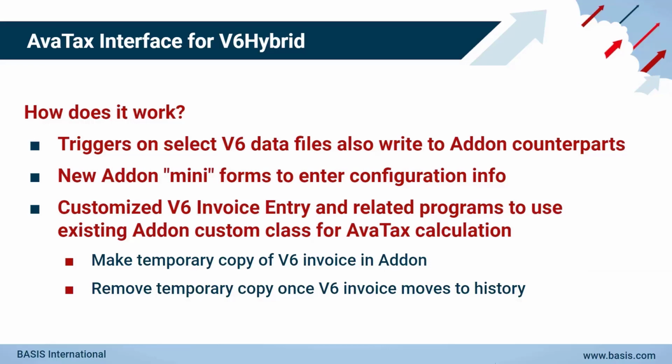Finally, we've customized several V6 invoice entry programs. The basic idea here is that as an invoice is saved in V6, we also temporarily write some of that data to the Addon files so that we can use our custom class that calculates the tax without having to rewrite it to match the V6 file structure. Once the invoice moves off to history in V6, then we can delete the temporary data from the Addon side. Just like in Addon, once things are configured, the interface to AvaTax is transparent to the user.